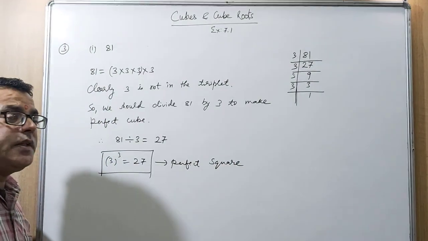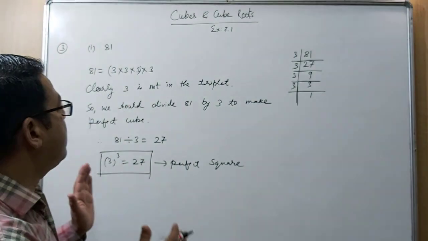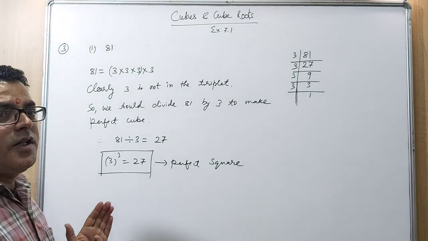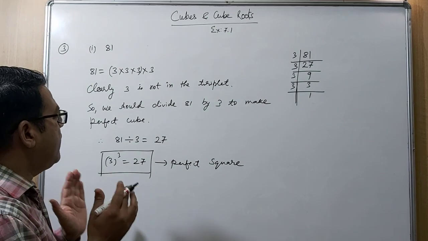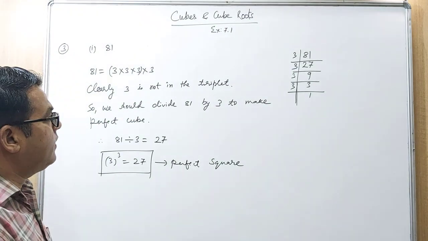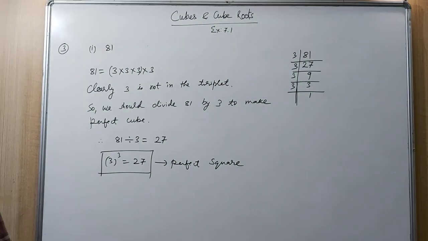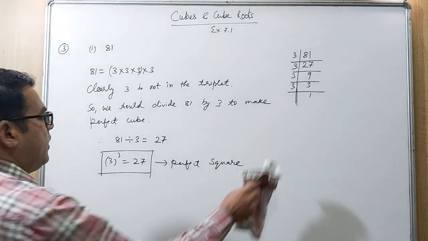So the simple thing is, just find the prime factorization and try to make triplets, and the factors that are not in a group of triplets, we can divide by those numbers. In this way we can make the number a perfect cube.